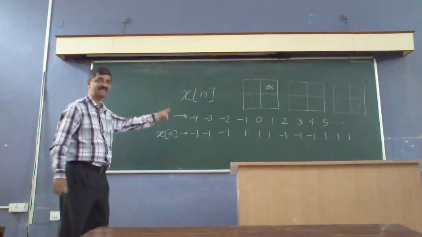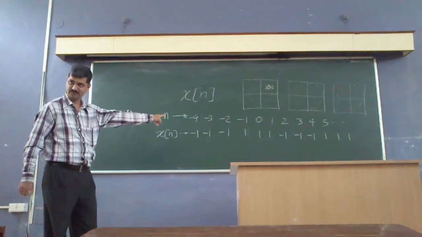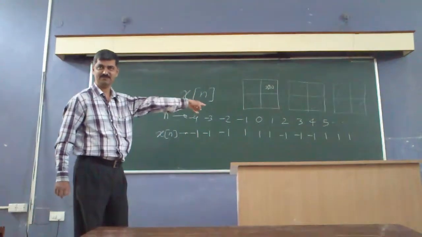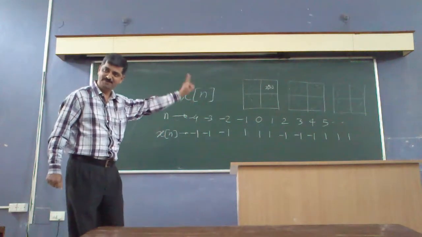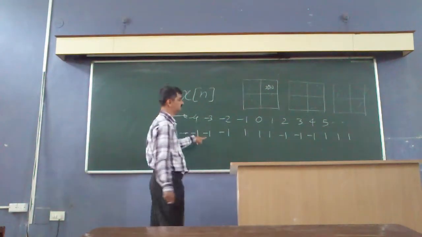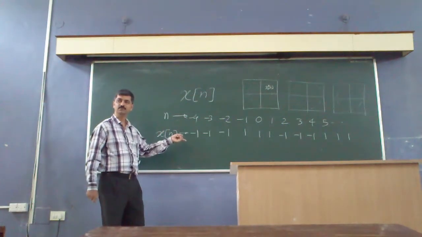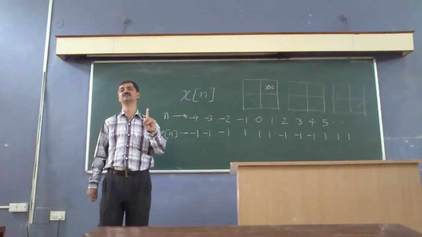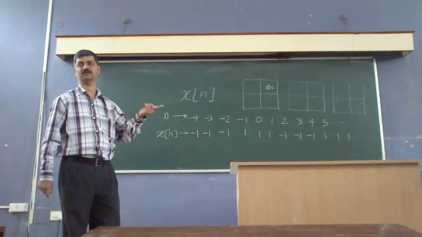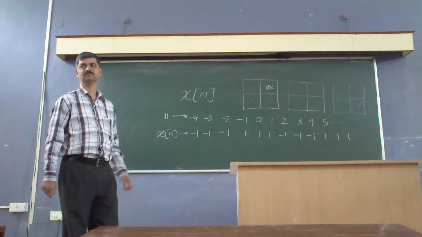Now, this xn, which is an infinitely long sequence, but it's a deterministic sequence, means whenever I get a value of n, I know what is xn. It's deterministic but an infinitely long sequence. Now, the question is, can this sequence be represented by a sum of some subsequences such that each of these subsequences is moving in a particular order? How will you do that?